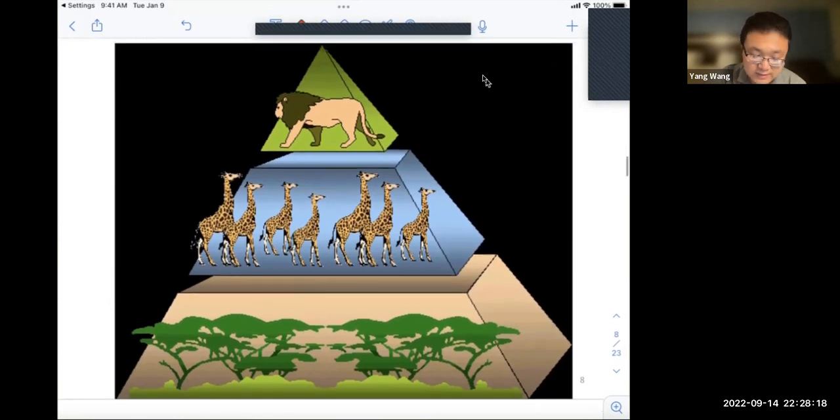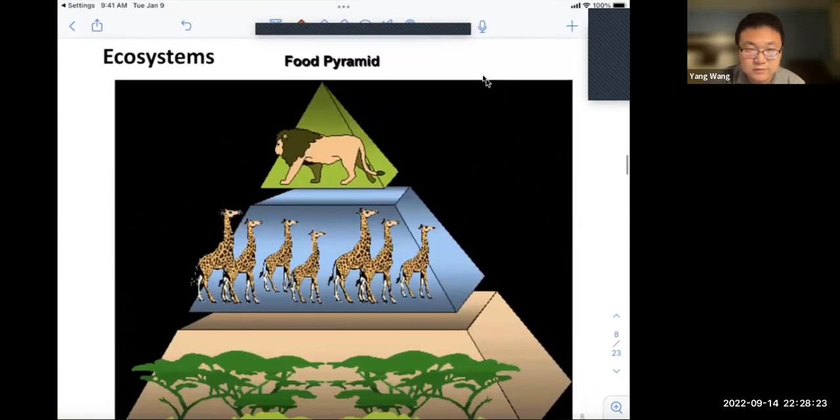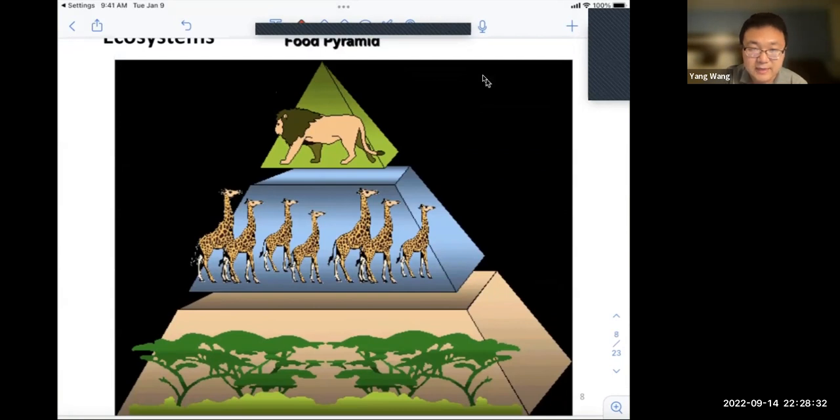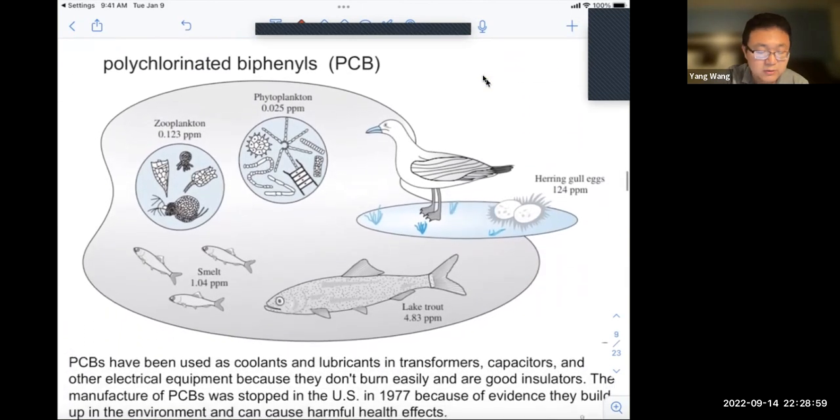So we have the phototrophs at the bottom of the food pyramid. Above these phototrophs are the herbivores, which feed upon these green plants. And further above the herbivores, there are carnivores, so they're relying on the meat that comes from the herbivores. And bioconcentration means that some chemical species' concentration can get higher and higher as they go up the food pyramid. One example of bioconcentration is the polychlorinated biphenyls.